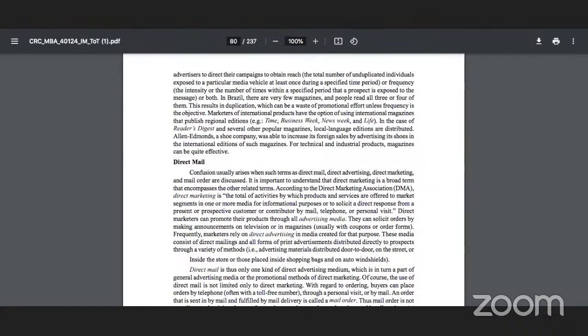Marketers of international products have the option of using international magazines that publish regional editions. So it could be in terms of Time, Business Week, Newsweek, and Life. In the case of Reader's Digest and other popular magazines, local language editions are distributed.